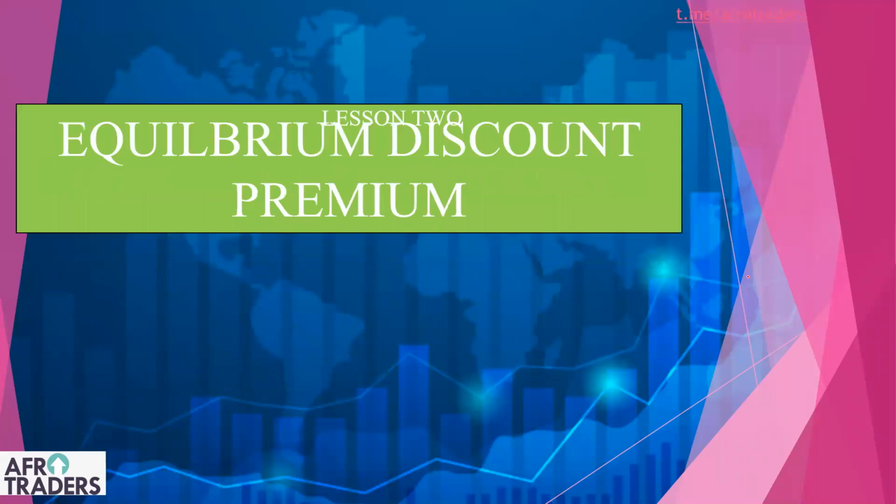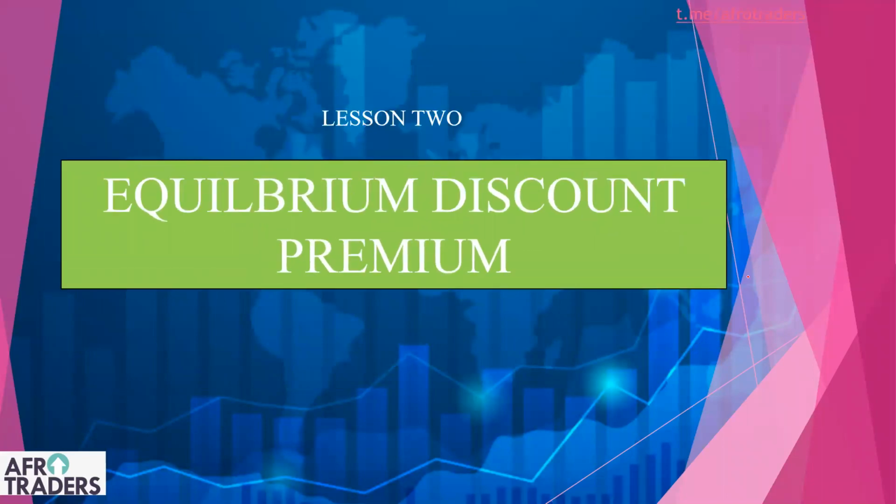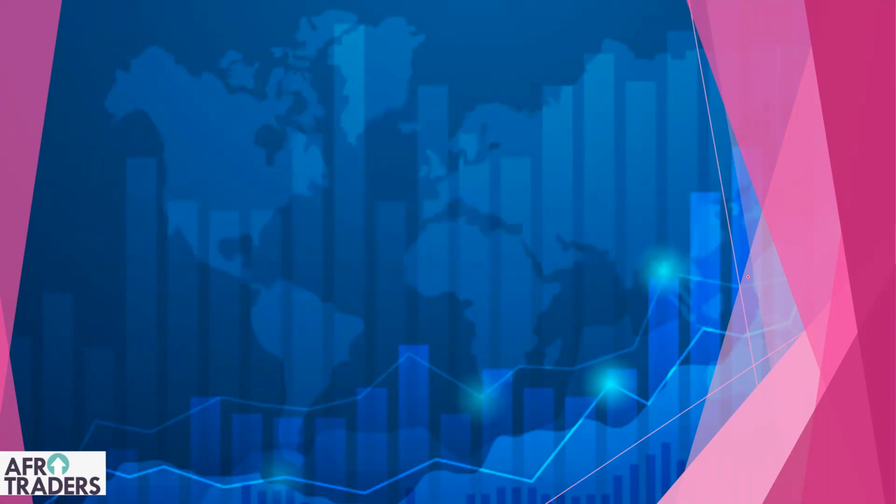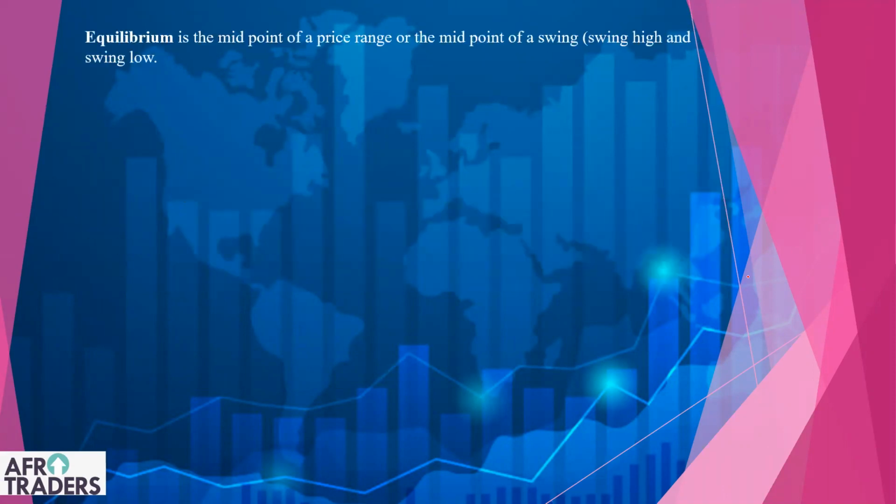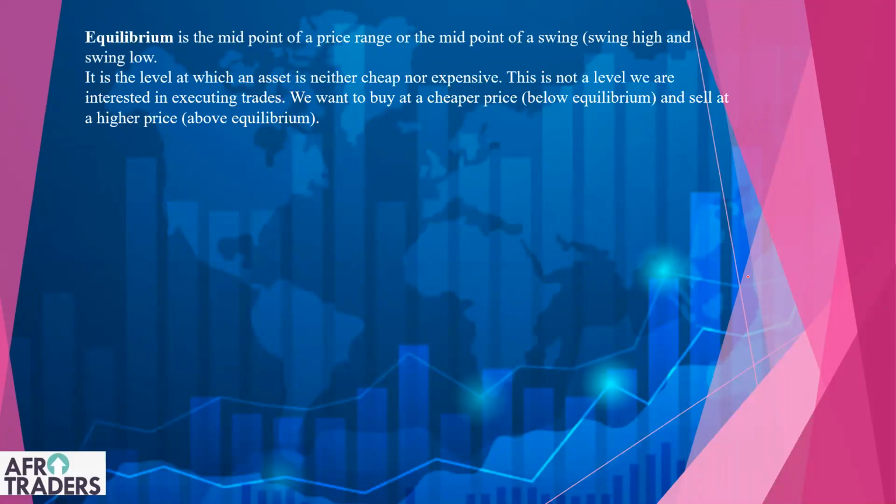In lesson 2, we are going to look at equilibrium, discount, and premium prices. We say the equilibrium is the midpoint of a price range, or the midpoint of a swing, taking into consideration a swing high and a swing low. It is the level at which an asset is neither cheap nor expensive, and this is not the level we are interested in trading or executing a trade from, right?